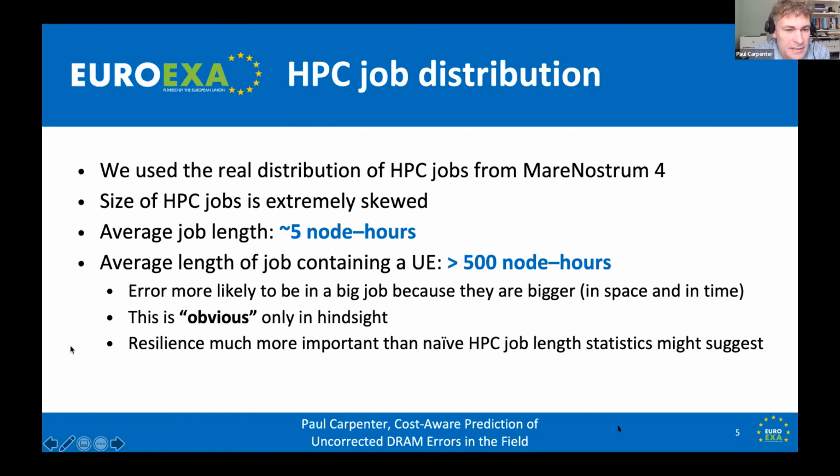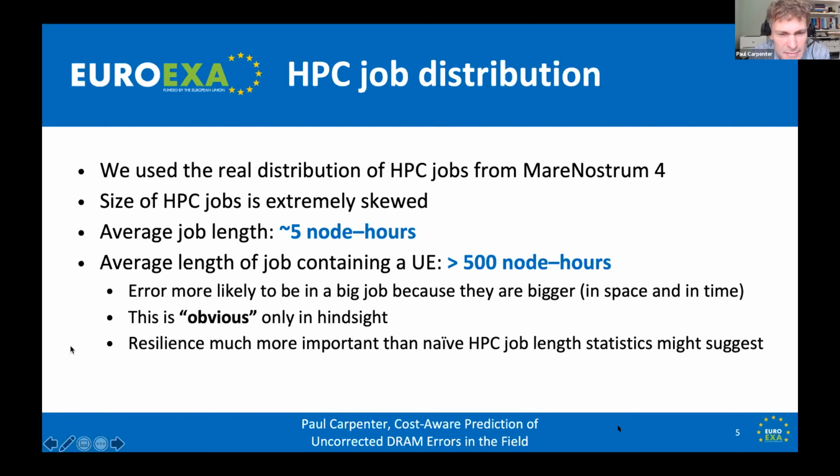Really important thing that you have to know when you're working in this field is that the size of HPC jobs is extremely skewed in terms of the number of nodes that they run on and the time that they run for. So lots and lots of very small jobs, but also a few really massive ones. And if you look at the average job length, you've got all your jobs, what's the average length? It's about 5 node hours. So, okay, it's something, but it's not massive. But the average length of a job containing one of these UEs is more than 500 node hours.